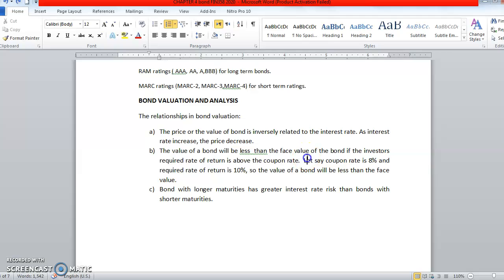Let's say, contoh, the coupon rate is 8%, and the required rate of return needed by investors is 10%. You see, the required rate of return over here is higher than the bond's coupon rate, which is only 8%. So therefore, for this kind of bond, normally the value of the bond will be less than the face value.